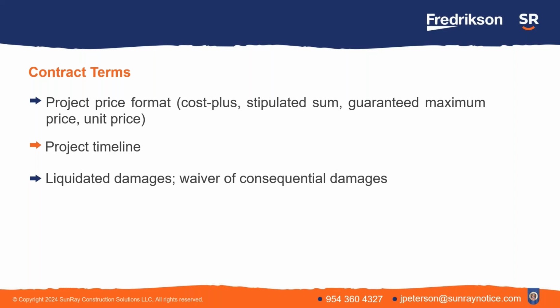Then there's a blend of the two. That's the GMP or guaranteed maximum price contract. In the first instance, it's a cost plus contract, but there's a ceiling. So the parties agree that there will be a cost plus up to say $1 million by way of example. But once you hit $1 million, then that's it. And the project has to be completed for $1 million. That's a GMP contract. And finally, you have a unit price contract.